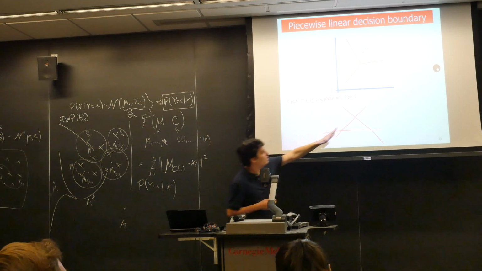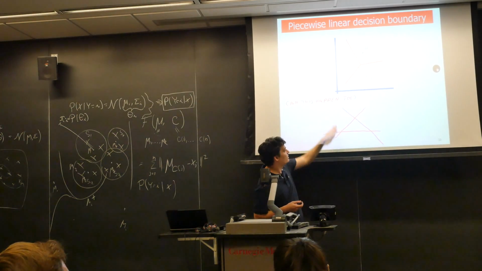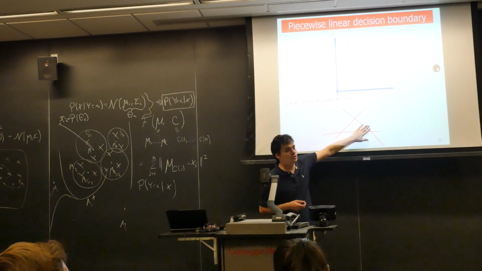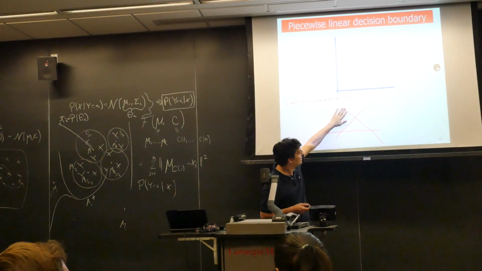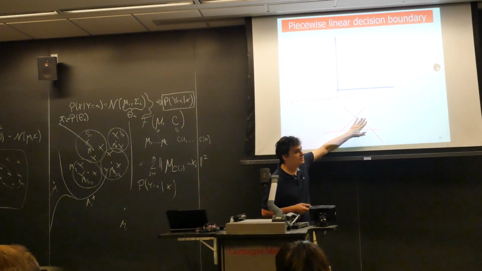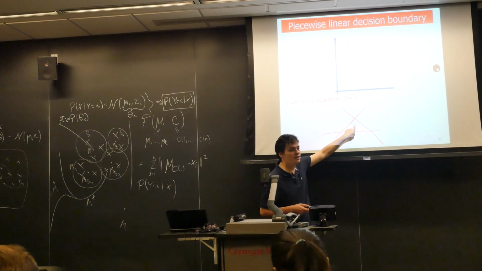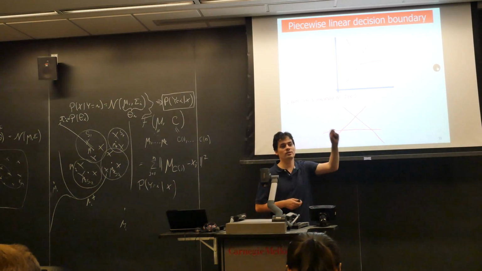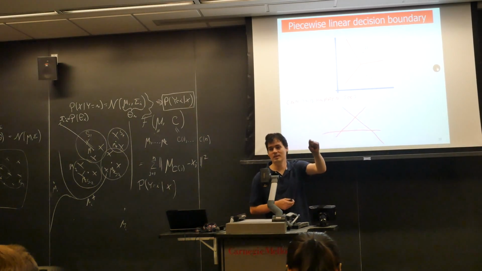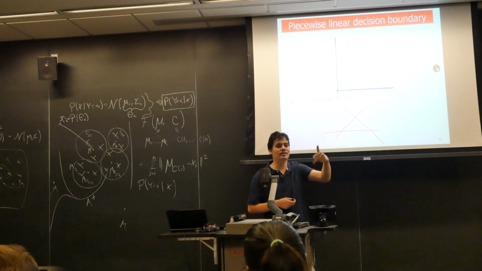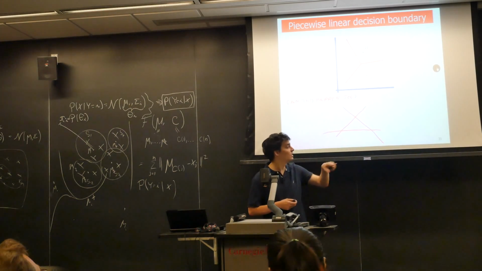In this decision boundary, it means that here cluster 1 beats cluster 2. If we are here, cluster 2 beats cluster 1. And if you are here, it would mean that cluster 1 beats cluster 2, cluster 2 beats cluster 3, and cluster 3 beats cluster 1. So among these three numbers, there is no maximum. So this cannot happen.